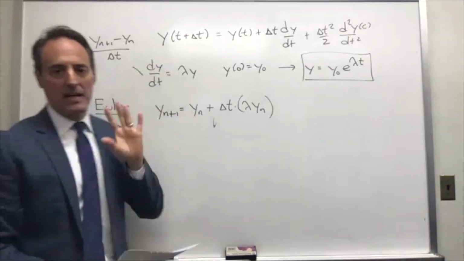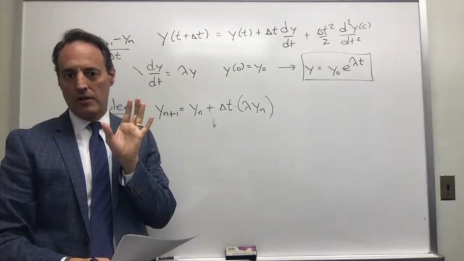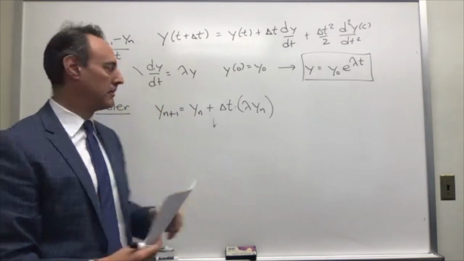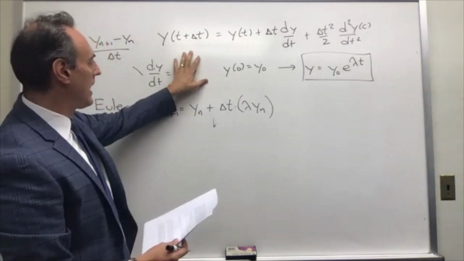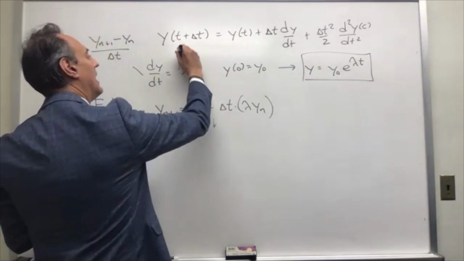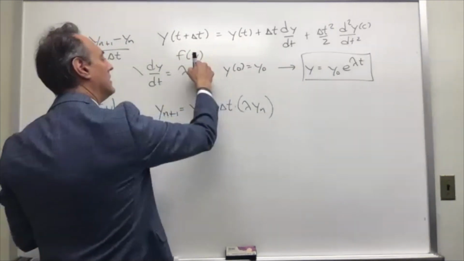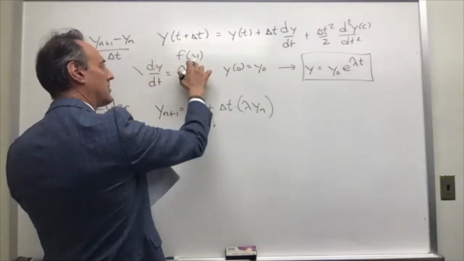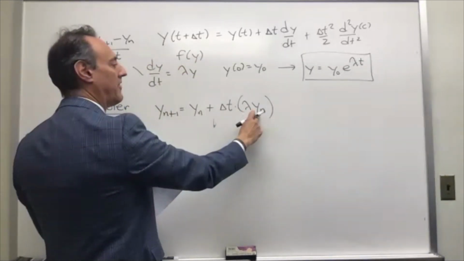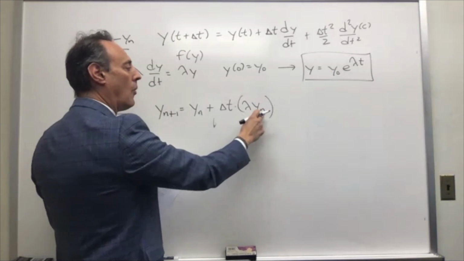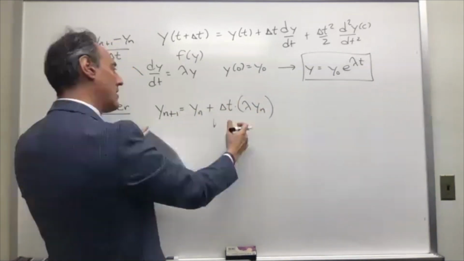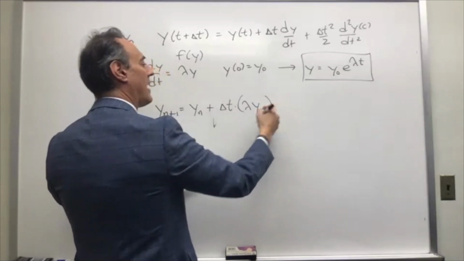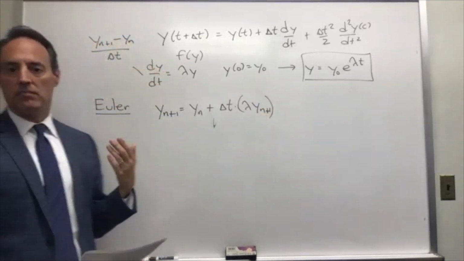What if instead I made a small correction to the algorithm? And here's the small correction. I'm going to evaluate the right-hand side. Remember, this is my f of y. Notice what I did. I implicitly assumed when I took this at a certain time step that this y was evaluated at time n. What if instead, since I'm working on the interval n to n plus 1, I evaluated this at time n plus 1? I can do that, right?